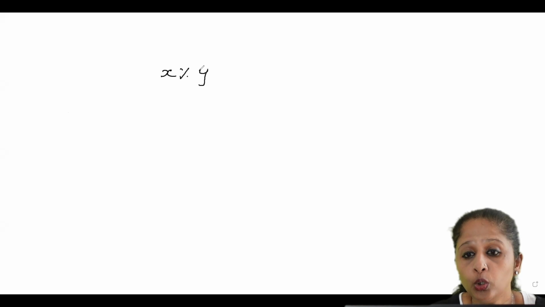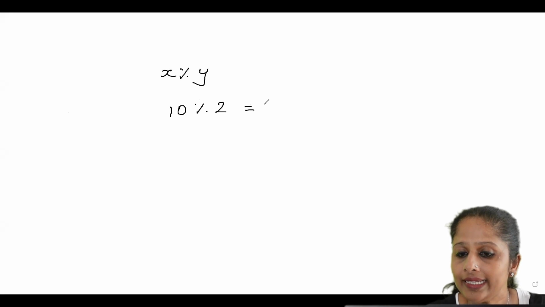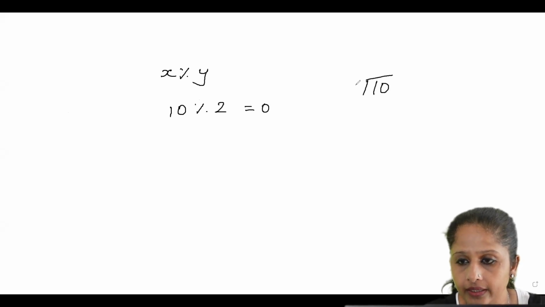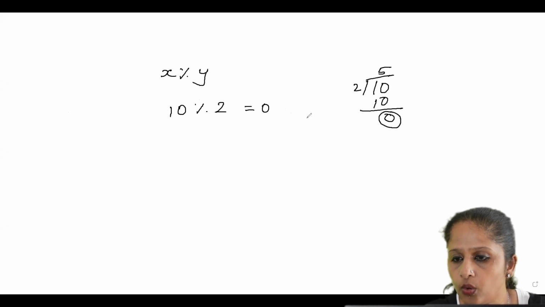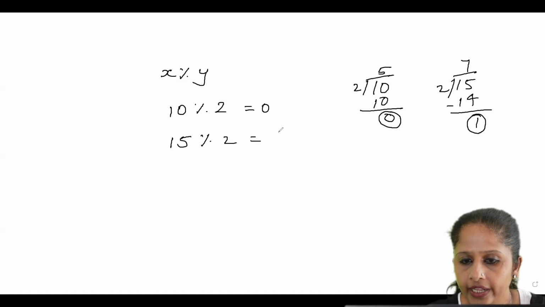Then we have the modulo operation. 10 modulo 2, you will get the answer 0. That is, you are dividing 10 by 2, that is 5 twos are 10, and 10 minus 10 you will get 0. So this 0 will be printed there. You can see another example. For example, 15 divided by 2: 7 twos are 14, and while subtracting you will get the answer 1. So 15 modulo 2 is equal to 1.